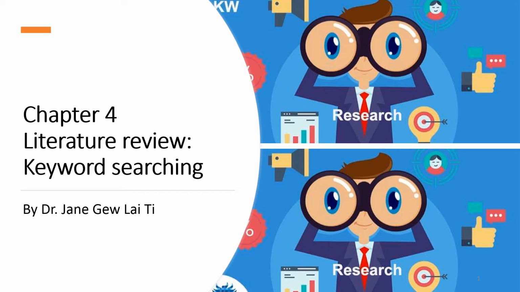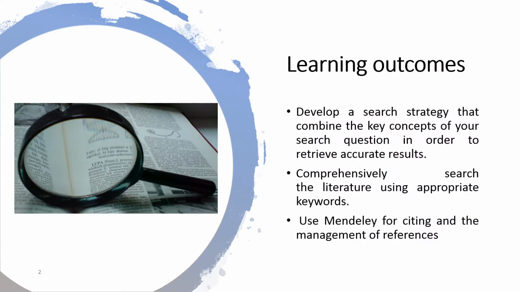In Chapter 4, we will look at how to perform keyword searching for literature search. The learning outcomes for this chapter are: number 1, to develop a search strategy that combines the key concepts of your search questions. It could be your research questions or research title in order to retrieve accurate results. Number 2, to comprehensively search the literature using appropriate keywords. Lastly, to use Mendeley for citing and management of references.